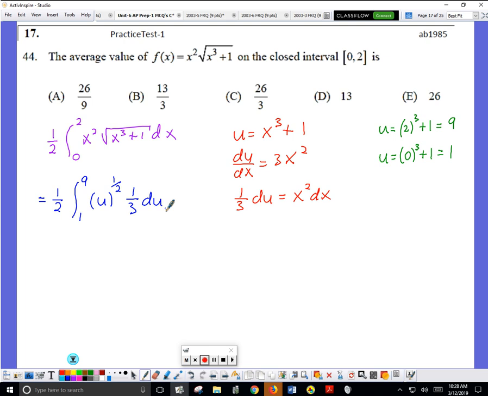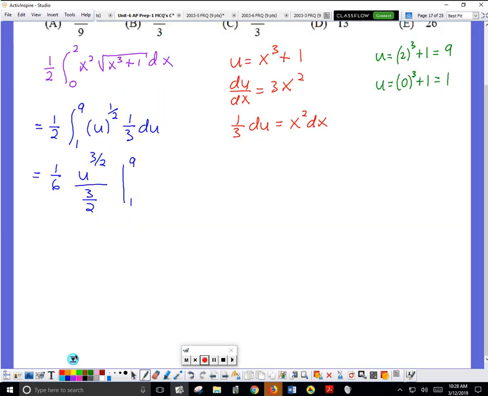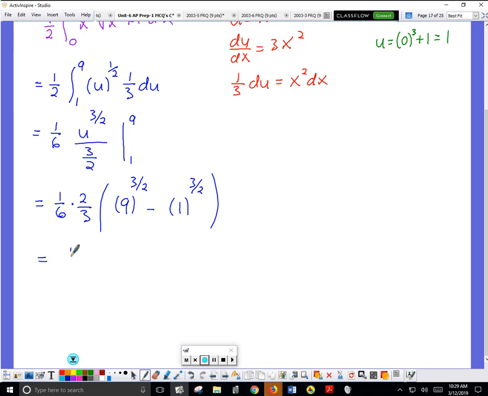So, keep going. This is going to be 1/6. The antiderivative would be u to the 3 halves divided by 3 halves, evaluated from 1 to 9. Dividing by 3 halves is the same as multiplying by 2 thirds. Plug everything in. That simplifies to 1/9. Square root of 9 is 3, 3 cubed is 27, 27 minus 1 is 26.